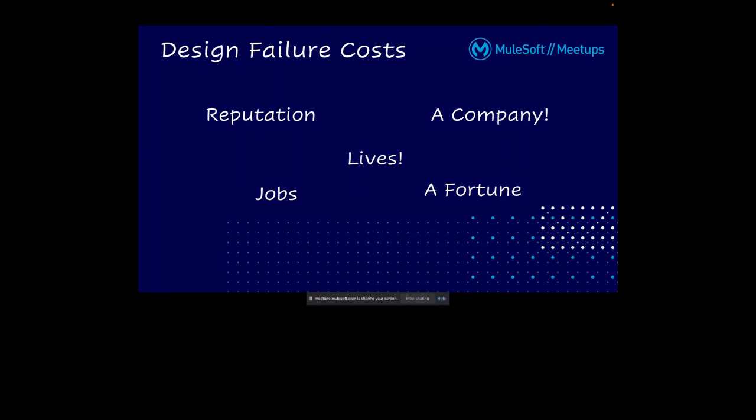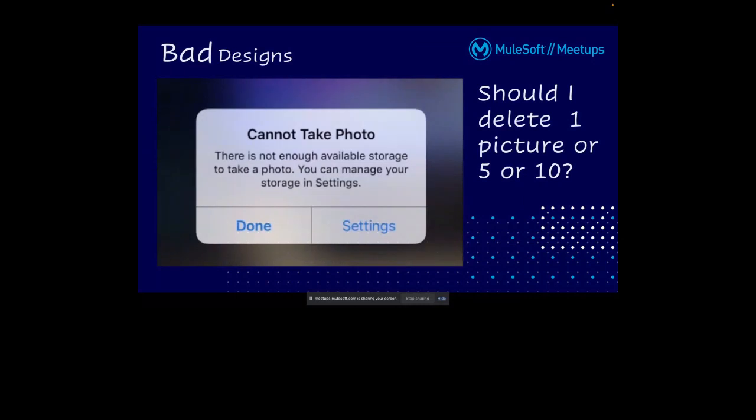Now let's take some real life funny examples and how they cause reputation, fortune, and job losses. So do you remember this? Can anyone here recall this? What is this? Any iPhone users in the meetup? Giri, do you use an iPhone? So this is a major design failure for iPhone. I'm not sure whether it is still there or not, but it was a major one.